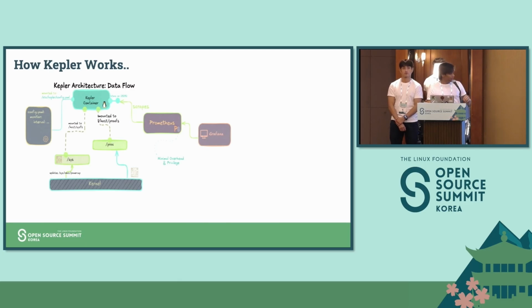If you see the architecture here, at the top we have the Kepler container. It is deployed as a daemon set in our cluster. Inside our container, we have a config YAML file where we mention what frequency it needs to monitor and at what mount point it needs to monitor. That information is mentioned inside the config YAML file, and that will be kept inside Kepler.